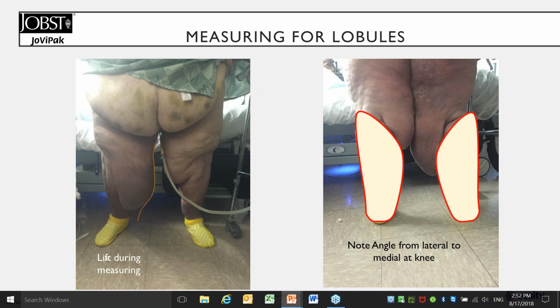Now, on the next picture, notice that there is an angle at the top of the garment at the knee. It will always be lower medially and higher on the lateral aspect of the knee. So you can see that there is quite a difference in lengths between the two. These garments are going to fit under any lobules that might be hanging at the knee.